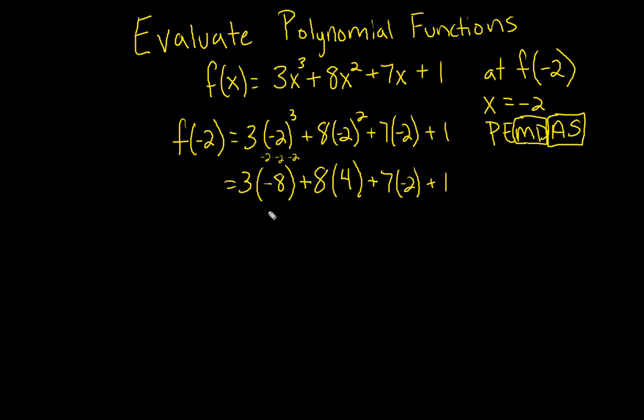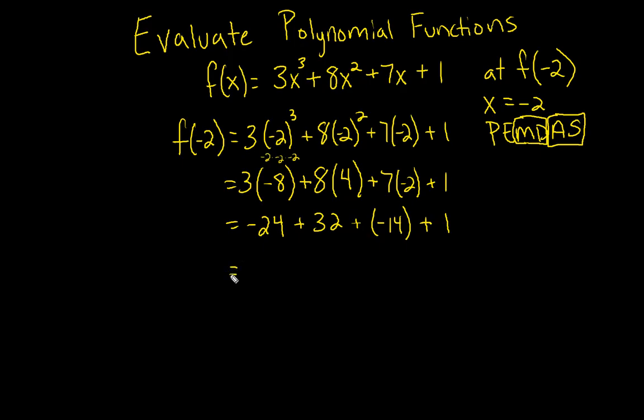So as we evaluate from left to right, 3 times negative 8 is negative 24, plus 8 times 4, which is 32. And then plus, we're going to multiply 7 times negative 2, which is negative 14. I'm going to keep the parentheses in here just to keep us organized, to remember that that is a negative value, and then plus 1. And then our final step here, as we evaluate to find what f of negative 2 is, we are going to add and subtract from left to right.